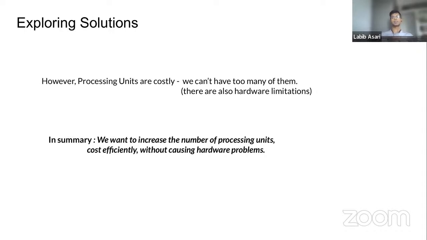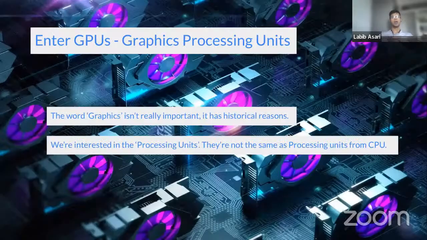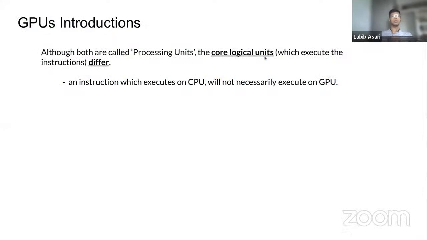The next solution for this is the graphics processing unit, which is the main reason why I'm here. The word graphics in GPU is not really important. It has historical reasons, and it doesn't have much to do with what we are working on. We are more interested in the processing units part. So how is the processing unit of the GPU different from that of the CPU? Just like CPUs, GPUs are also instruction execution machines. CPUs take one instruction at a time and execute it. GPUs do the same thing, but their processing units are very different from those of the CPUs.